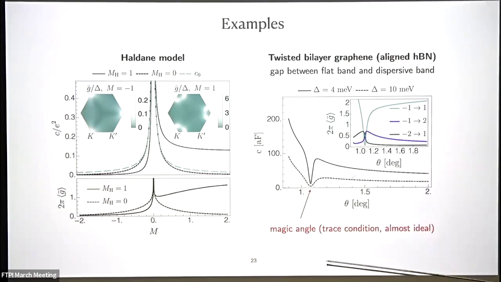And you can see that as you change the twist angle, as you get to the magic angle, there's a huge dip in the capacitance. There are many words for it: the susceptibility or the dielectric constant will dive down. And the reason is that this is very close to the magic angle. You have this trace condition where the metric is minimized. So you can see that dip very clearly here.